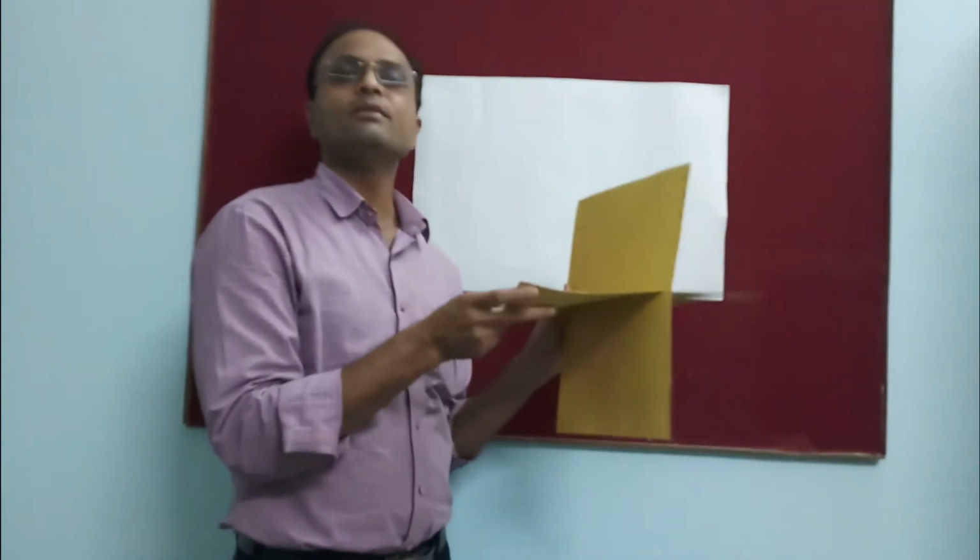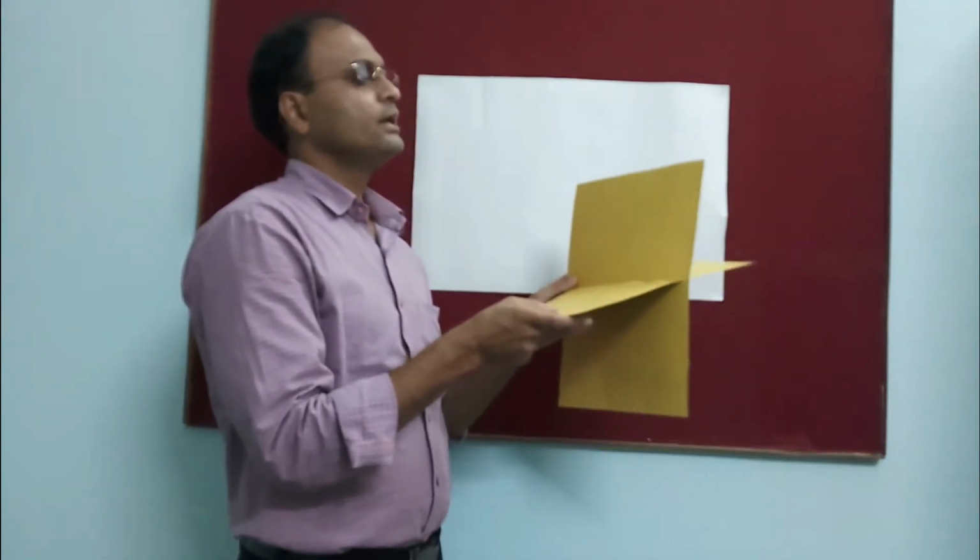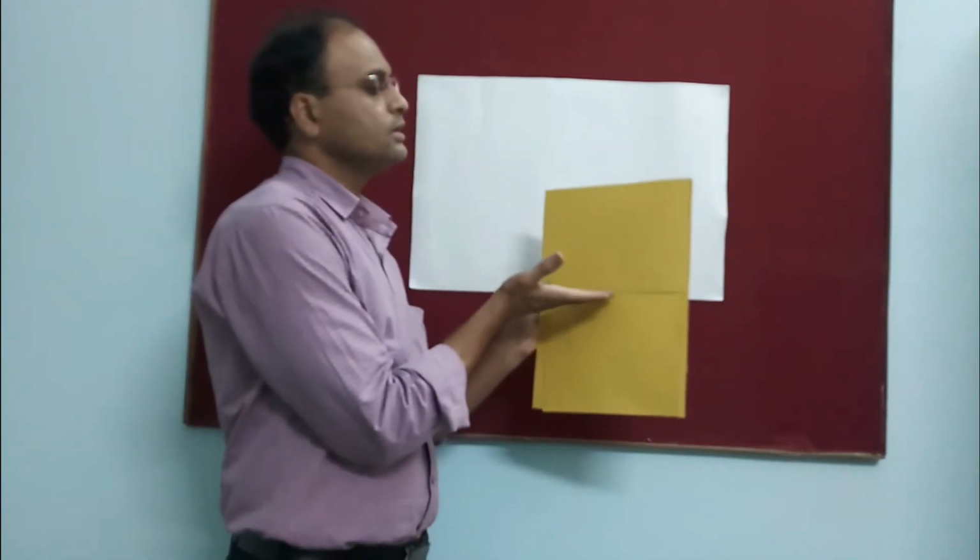When an object is kept in the first quadrant, we call that method of projection the first angle method of projection. Whenever the orthographic projections are drawn with the first angle method, the front view is above XY and the top view is below XY.